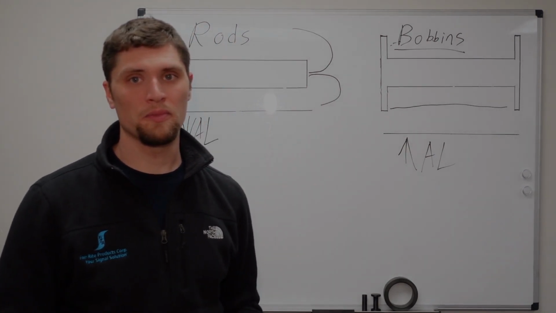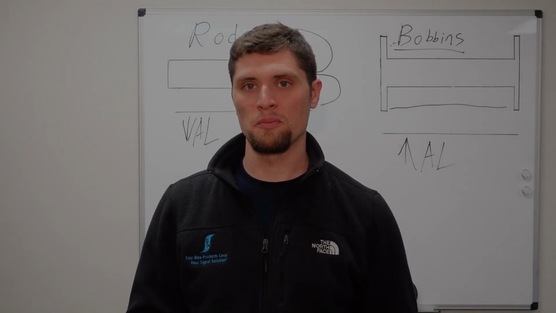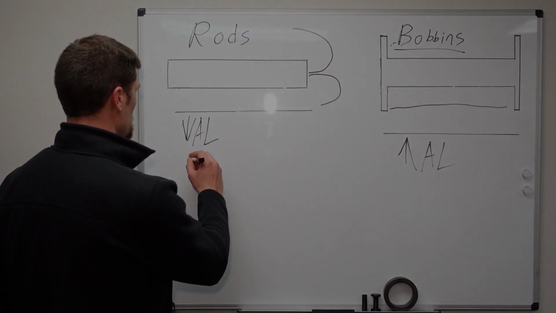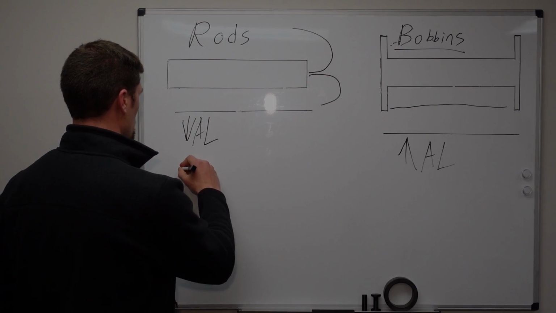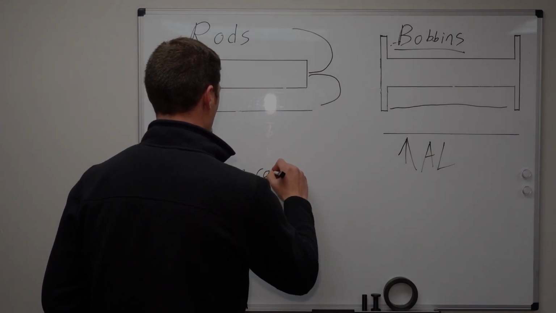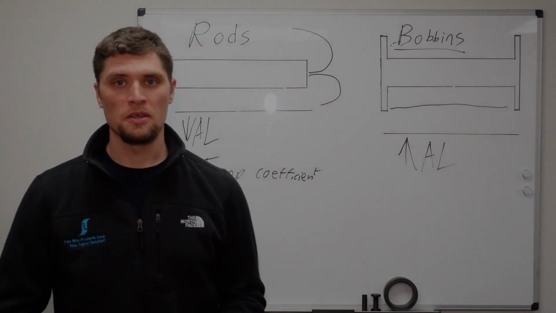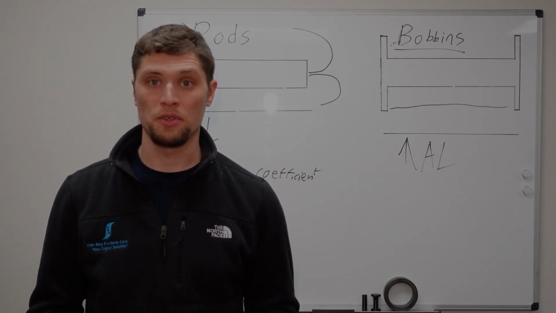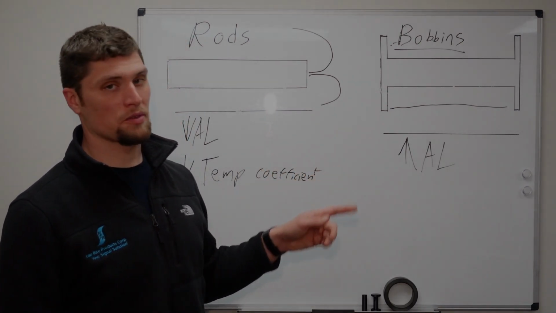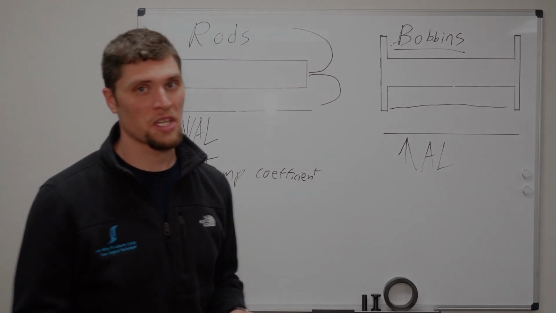Sometimes a super high AL isn't always desired, but rather some of the other properties that are dampened by that larger path length going through air are desirable. So rods are going to have a lower effective temperature coefficient. That's to say that the outside ambient temperature or internal temperature of the core is going to have less of an effect on that inductance value than it would on a bobbin, where more of the flux path is through that core material that can be more affected.